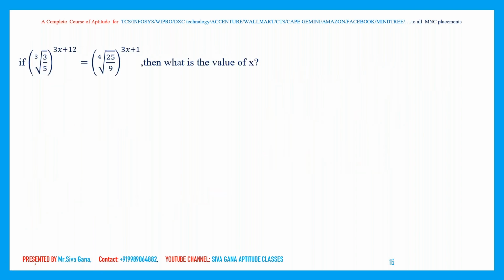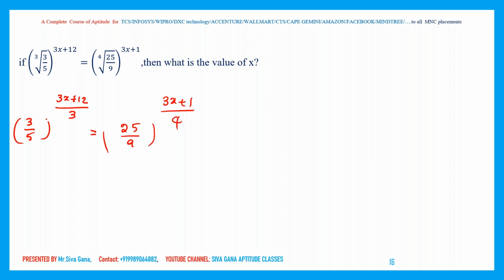Cube root of 3 power 5, the whole power 3x plus 12, is equal to 4th root of 25 by 9. 25 is 5 square, 9 is 3 square, right? Somewhere we can definitely find the value of x. So this can be written as 3 by 5 whole power, 3x plus 12 divided by 3, is equal to 25 by 9 power 3x plus 1 divided by 4.